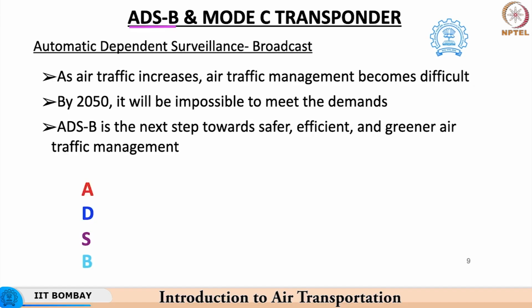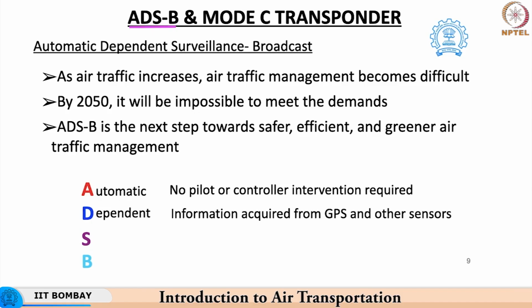firstly includes the term A standing for automatic. Automatic because most of the communication between the pilot and the controller in this type of technique happens automatically. There is no involvement of the pilot or the controller required. Dependent because the overall coordinates and information that is required for the surveillance is obtained by the onboard sensor systems prevailing on the aircraft, as well as the GPS data that is acquired from the GNSS system.